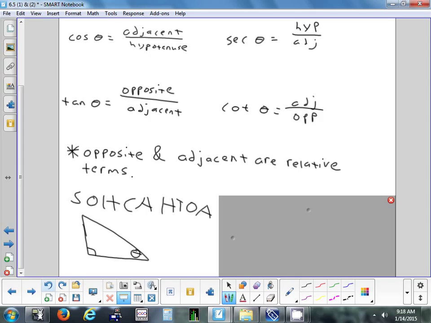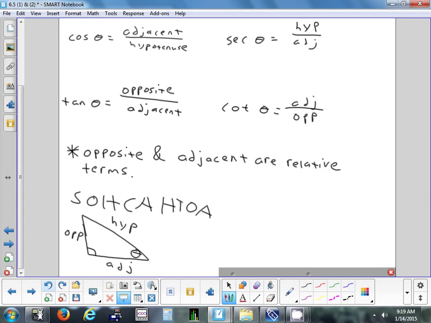Adjacent, that's the side that's next to the angle. Some people say, well, wait, isn't there two? Yes, but one of them is the hypotenuse. So hypotenuse is always across from the 90. So it's not that one. This is the adjacent. It's the side that forms the angle. It's right next to it. And it's not the hypotenuse.